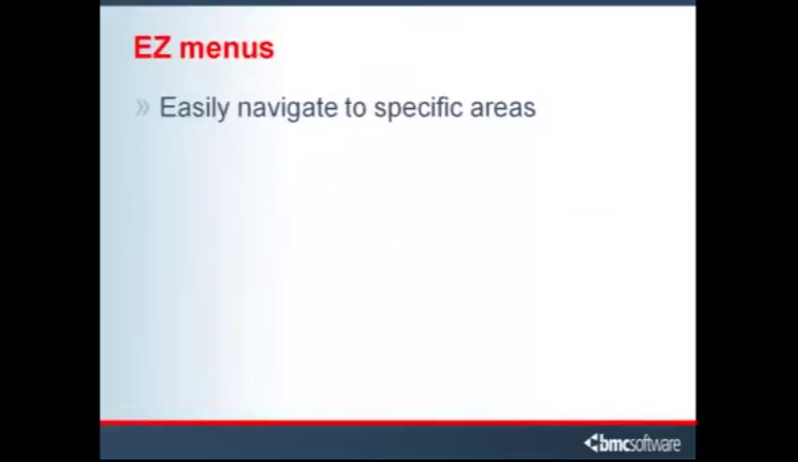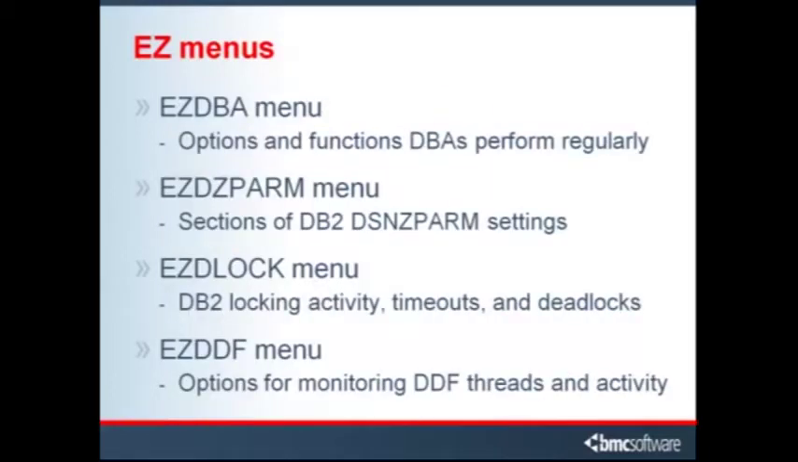MainView for DB2 includes a set of easy menus, allowing users to easily navigate to the specific area of DB2 monitoring data that they wish to display. For example, the Easy DBA menu will display options and functions which DBAs perform on a regular basis. The EZDZPARM menu will display the sections of the DB2 DSN ZPARM settings. The Easy DLock menu displays DB2 locking activity, timeouts, and deadlocks. The EZDDF menu displays options for monitoring DDF threads and activity.